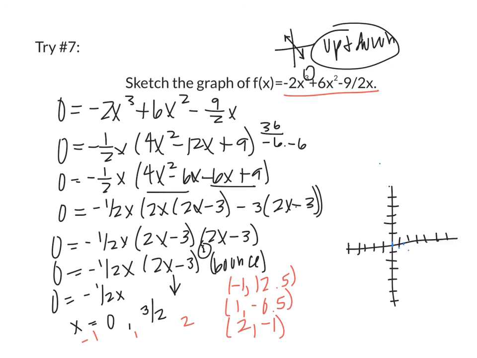So I can kind of see that it's going to, again, go through my first 0, but it's going to bounce at my second one, so it bounces down. And so that's a sketch of that function.